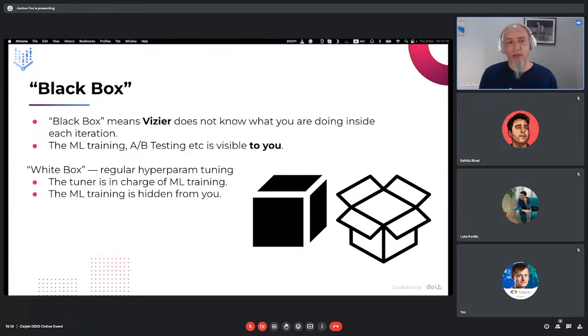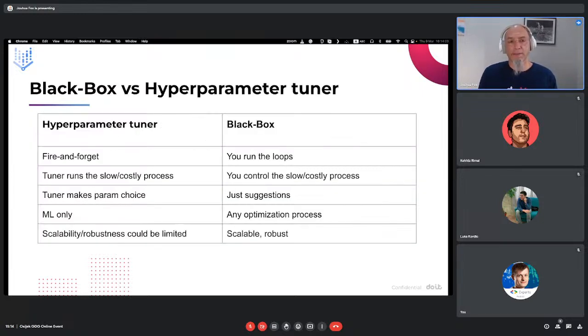So the opposite, white box, which is not an official word, but that's regular hyperparameter tuning, where the tuner runs the machine learning training and it's hidden from you. To compare, hyperparameter tuner is fire and forget. In black box, you run what is inside the loops. You're totally in charge. You run the slow, costly process. In hyperparameter tuner, the tuner makes the parameter choice, but with Vizier, just making suggestions. Hyperparameter tuner, because it is a closed integrated system, is only for machine learning. But black box doesn't care.